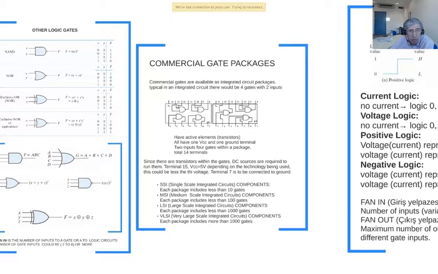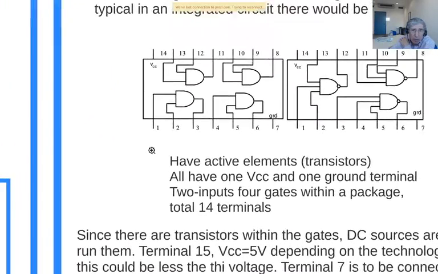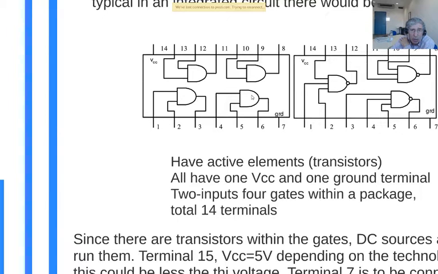So 4 gates means 12 terminals, but in the integrated circuit, we've got 14 terminals. Why do we add those 2 additional terminals? In order to run the transistors in linear region. If I go into a bit of detail, inside these gates we've got transistors. How we get the transistor in this element is a separate subject, not related to this course. So inside there are transistors.